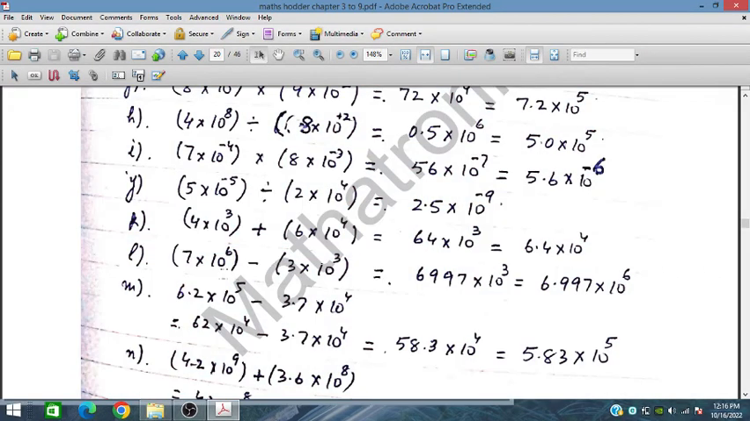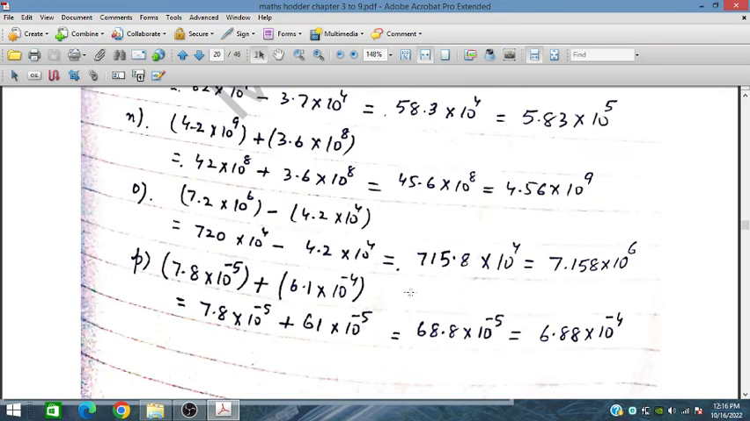Similarly for the other ones, 10 to the power 6, here we have 10 to the power 3, so make it 10 to the power 3. So this becomes 7,000. 7,000 minus 3 is equal to 699.7 into 10 to the power 3. So make it standard form by shifting 3 places here. So this becomes 10 to the power 6.